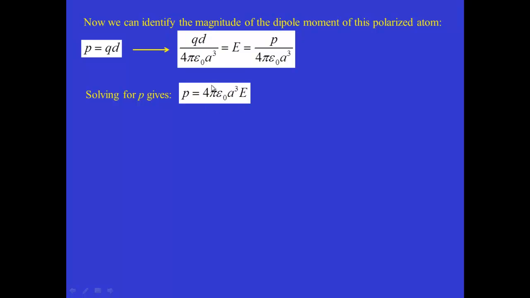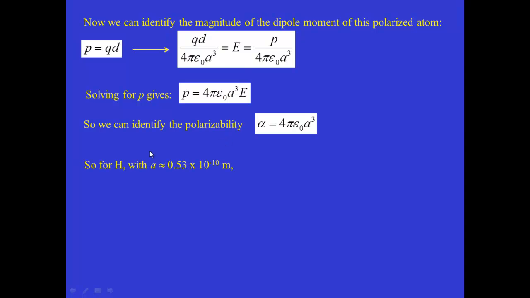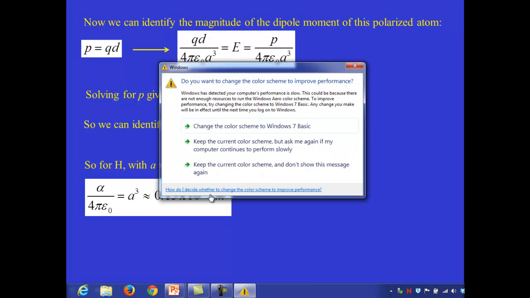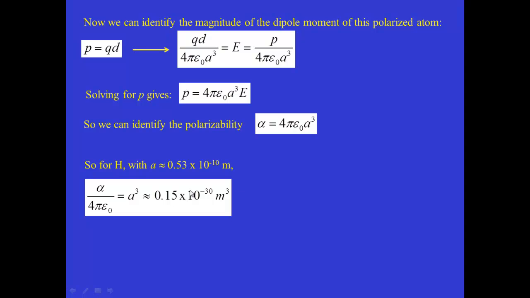And so the proportionality constant is the polarizability, right? Alpha is simply 4 pi epsilon naught a cubed. Now, for something simple like the hydrogen atom, where the radius of the sphere is essentially the Bohr radius, if we plug that value in, then we can evaluate this ratio, alpha over 4 pi epsilon naught, which is just a cubed, as about 0.15 times 10 to the minus 30 cubic meters. And in this sort of ratio format, that is an estimate for the atomic polarizability of hydrogen.